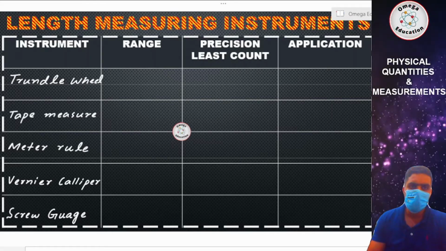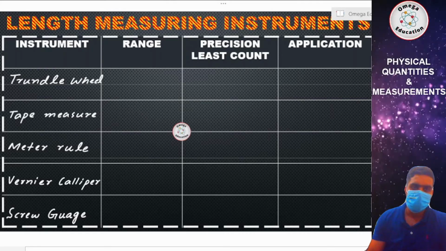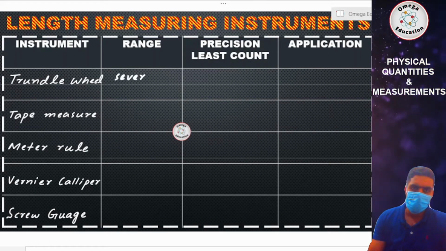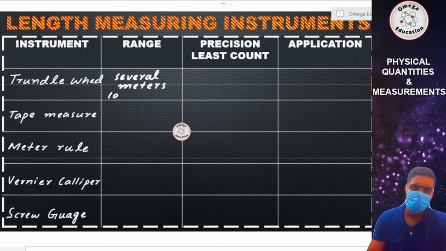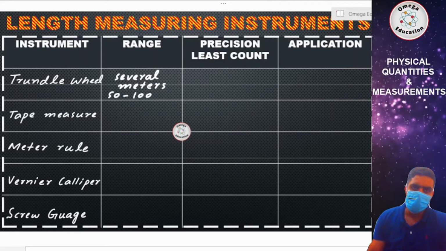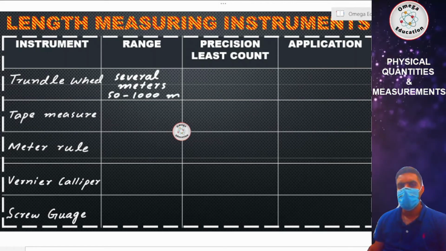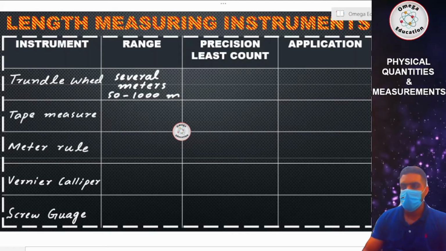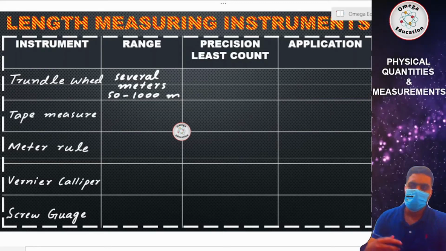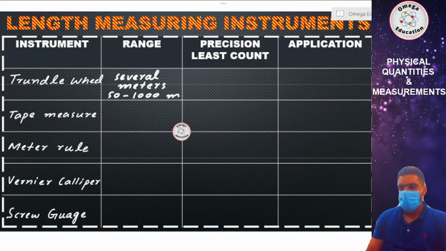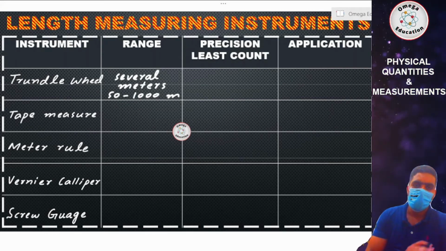So let's talk about the trundle wheel. If I talk about its range, it can be used to measure distances of several meters, generally anywhere between 50 to 1000 meters. We easily prefer the trundle wheel to measure these kinds of distances. For example, civil engineers who want to construct a football field and want to measure its distance can use the trundle wheel.